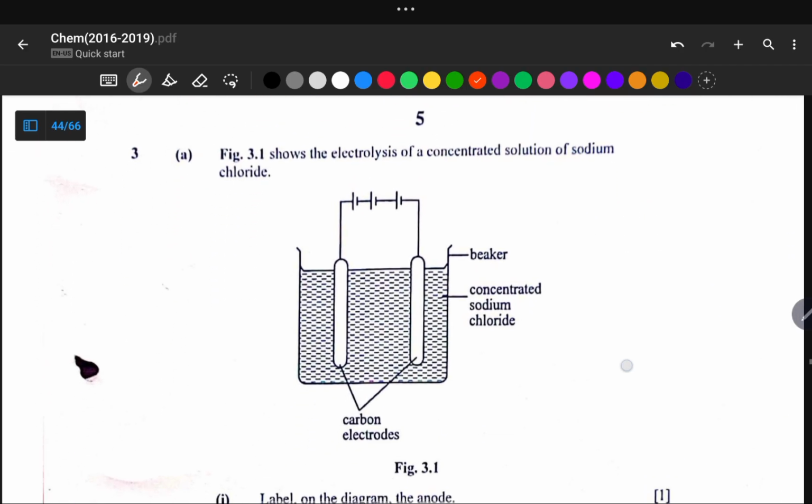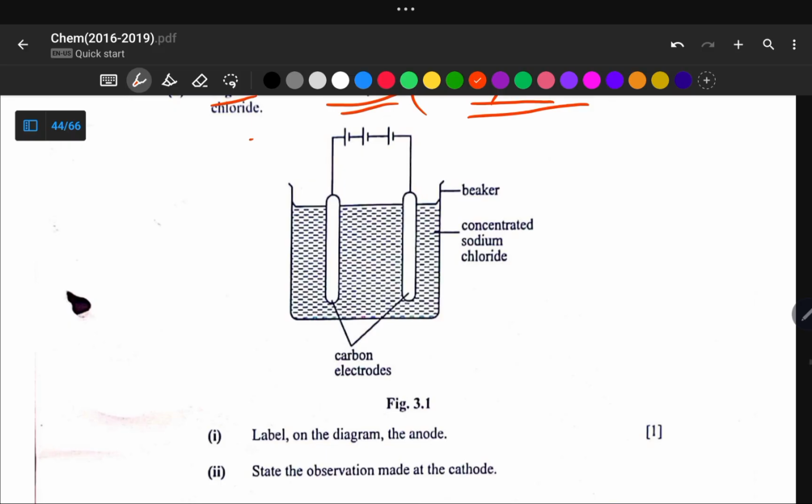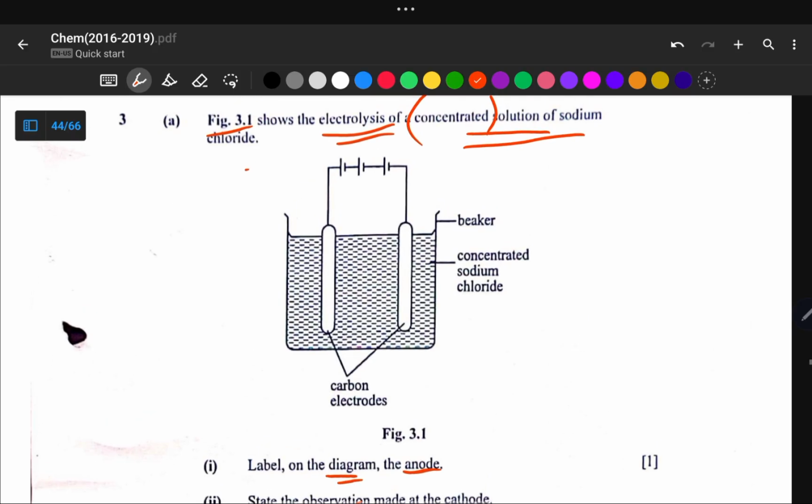So number 3 says Fig 3.1 shows the electrolysis of concentrated sodium chloride. So this is the electrolysis of concentrated sodium chloride, the electrolysis of brine, right? So label on the diagram the anode. So the anode, it is connected to the positive terminal. So this one is the anode for the electrolytic cell, right? For the electrolytic cell, you must take note of that.